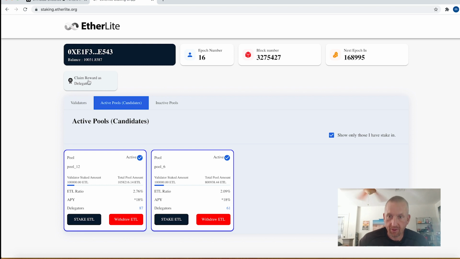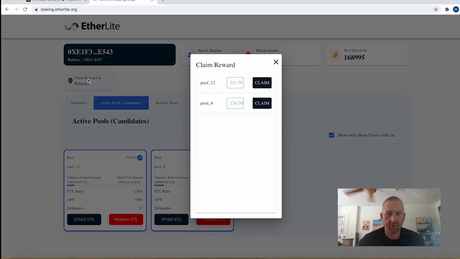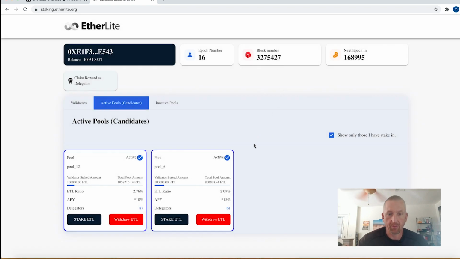Anyway, I'm going to claim rewards as a delegator to see how many rewards these 2 pools have earned in about 3 weeks. And see, they're pretty close: 221 and 226. So about 450 ETL has been earned on this staking. Maybe I'm going to increase my staking amount so I can stake the whole thing. But yeah, I'm just going to leave that in there and let it grow.